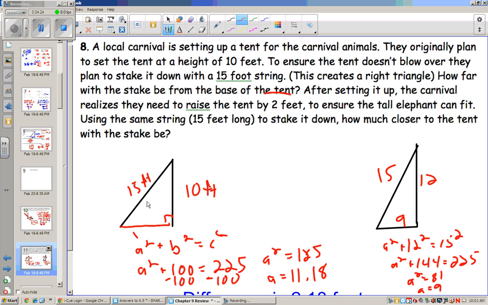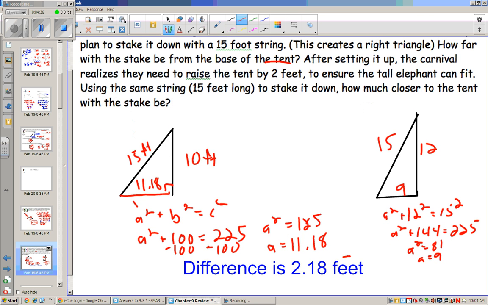So if that's 9 and that's 11.18, what's going to be the difference? How far closer will it have to be? Well, 11.18 minus 9 should be 2.18 feet.